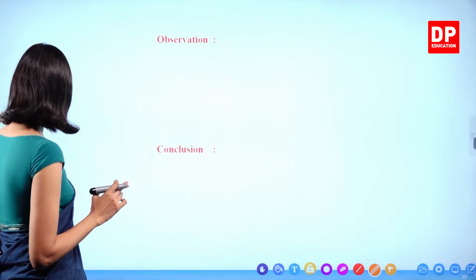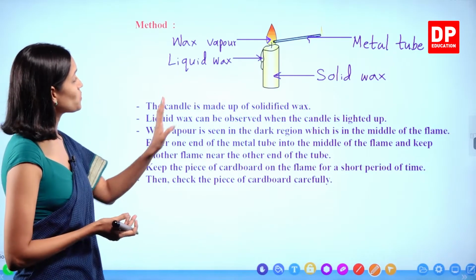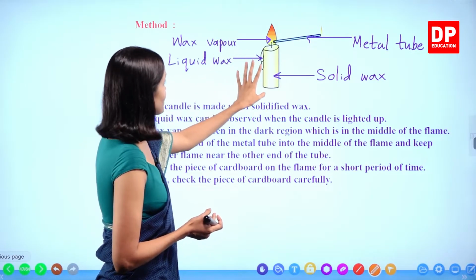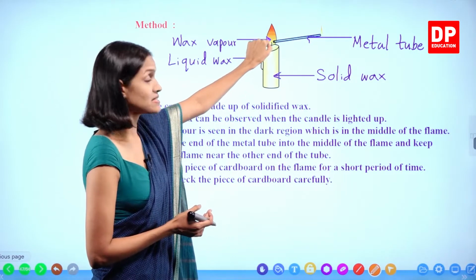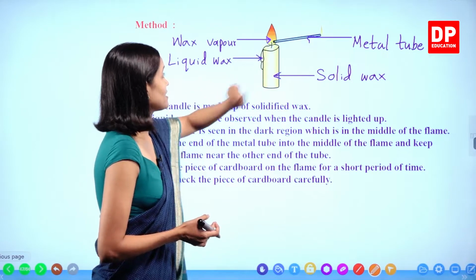It was an interesting activity, right? So what did we do? We lit the candle and then we placed this metal tube near the flame, inside the flame of the candle.